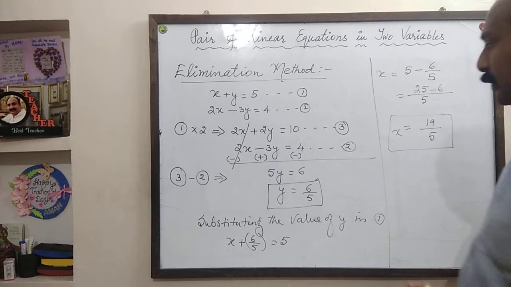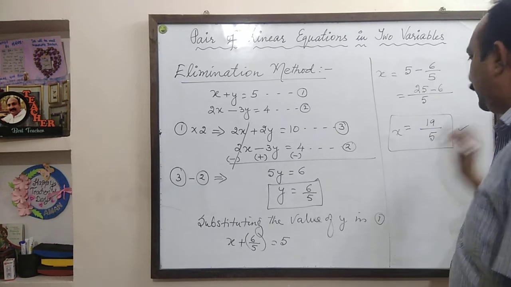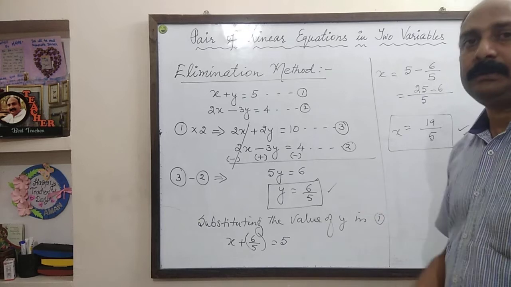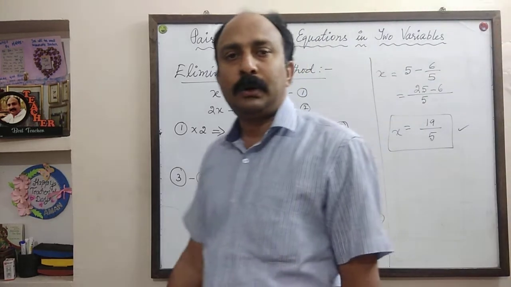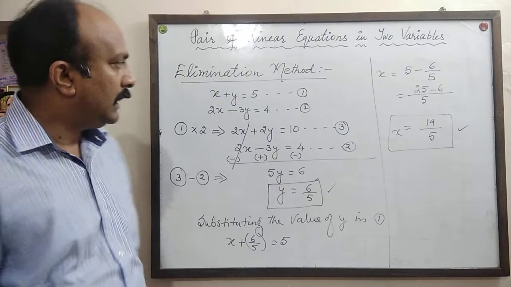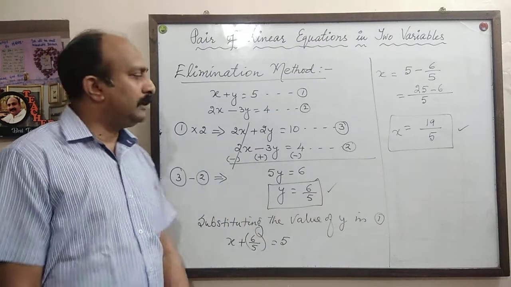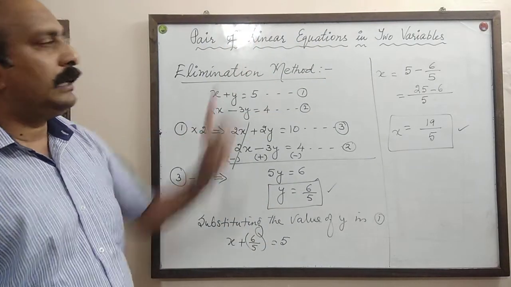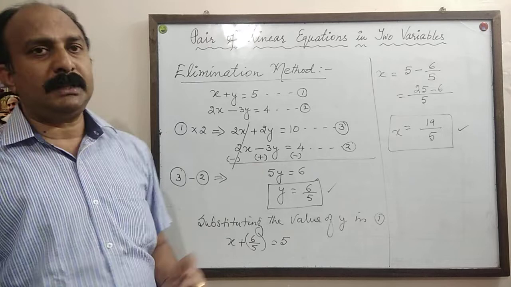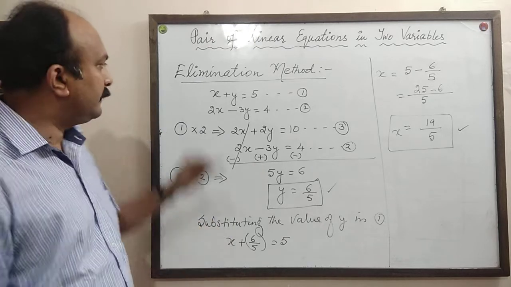So, we got both the answers. x is equal to 19 upon 5 and y is equal to 6 upon 5. This is called the elimination method, and the most commonly used method for solving a pair of linear equations in two variables is the elimination method. So I repeat the method once again.